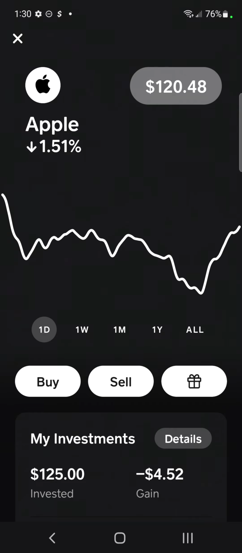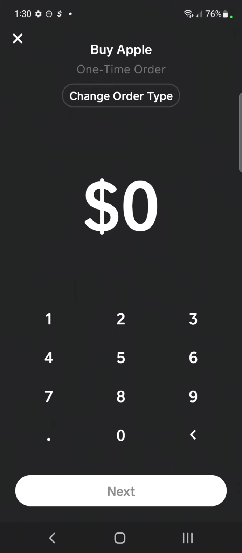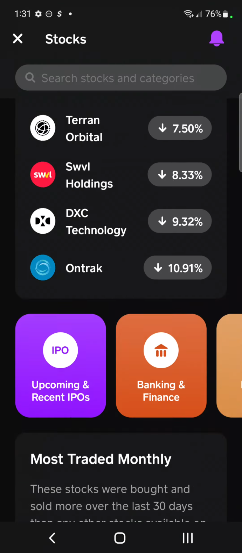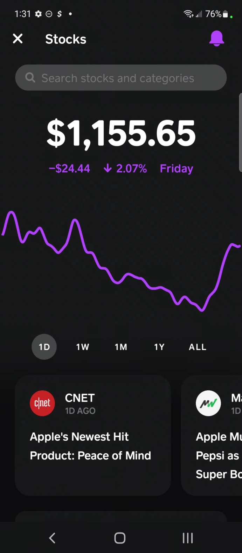You have your buttons, buy, sell. You just click on one of those and you can choose from the options there the amount you want to buy, or you can manually enter in the amount. I have other videos that show you how to do that, so I won't go deep into that. But again, the only thing with Cash App that I don't like is you can't trade pre-hours or after market hours.